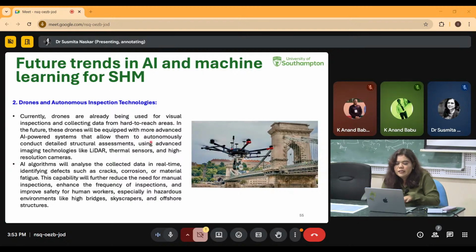So as I said, this is a very nice picture, you can see an example of how drones can actually hover around the infrastructure and collect high quality data to support predictive maintenance and early damage detection. This is a very nice way of doing it.